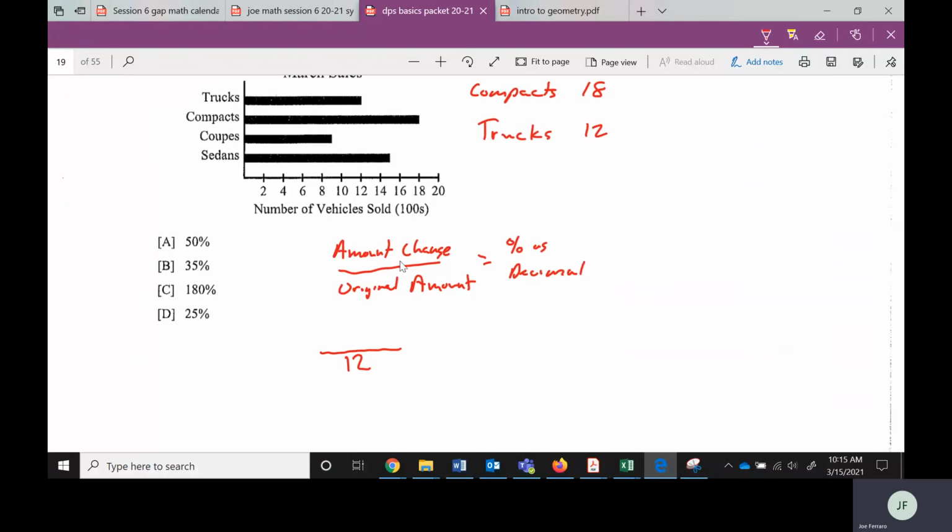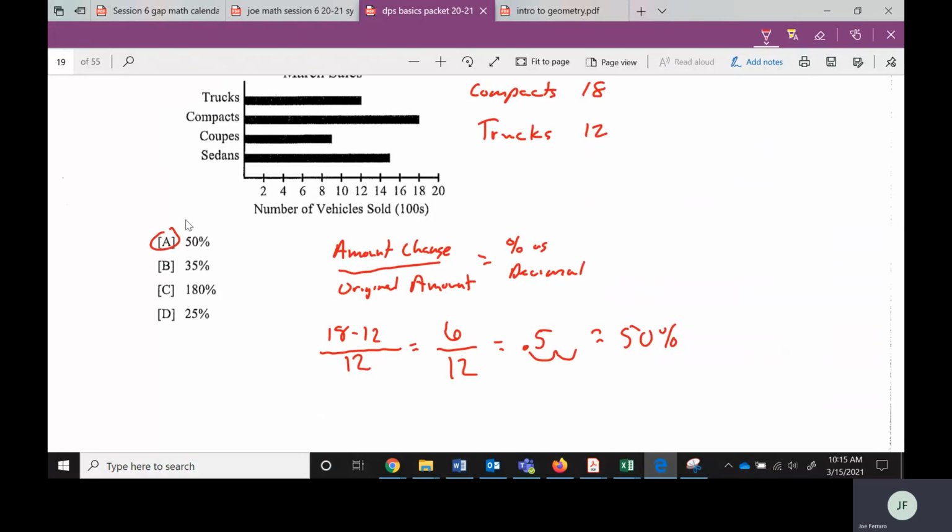Well, the top is the amount of change. We don't write 18, we write how much more is that? Well, 18 minus 12, that's 6 more, over the original 12 trucks that we have. That gives us 0.5. Now that's as a decimal, so we have to go 1, 2. That would be 50%. Okay, so a little tricky.